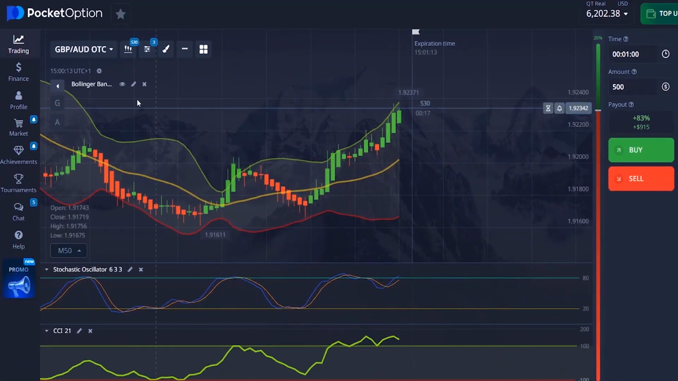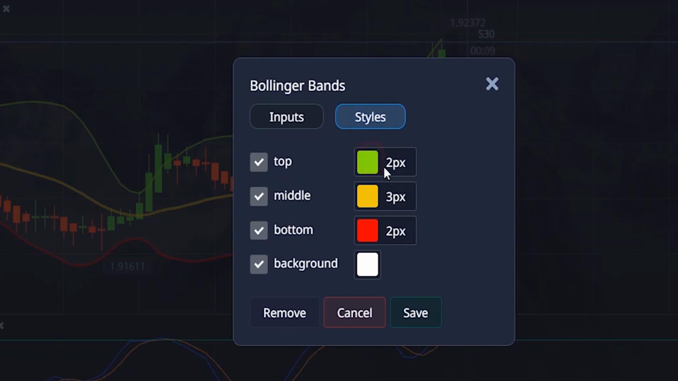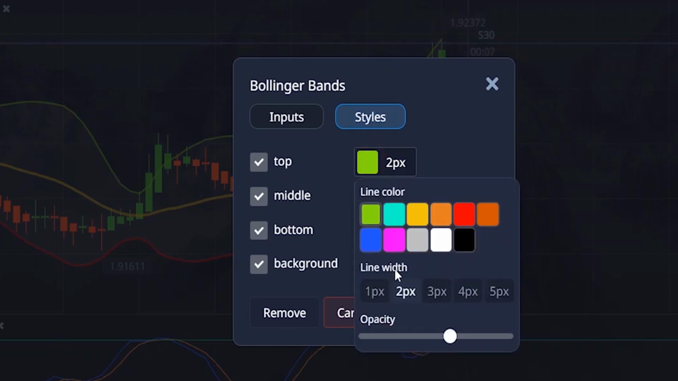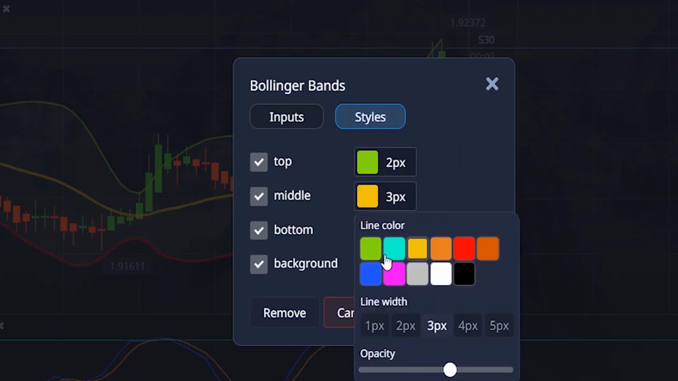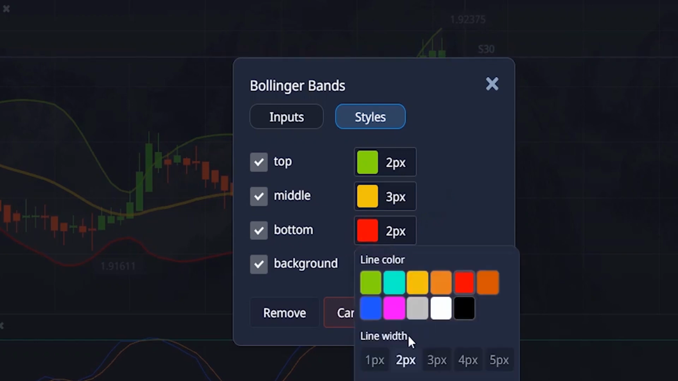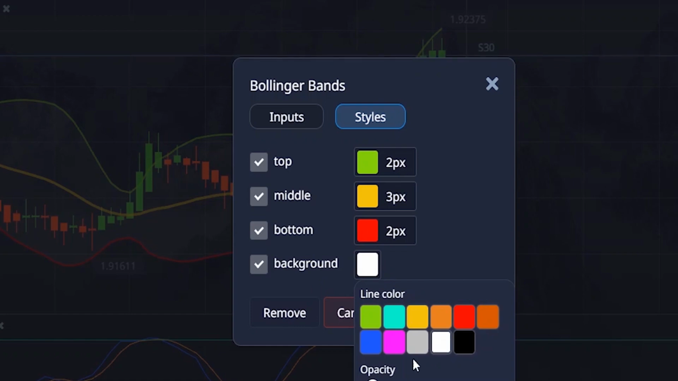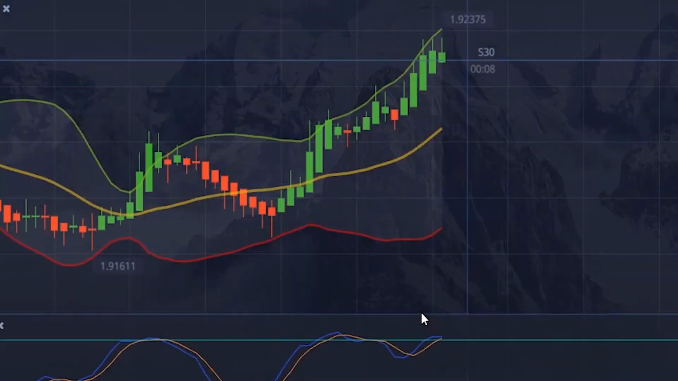So the settings of my Bollinger Band indicator comes with the period of 20, deviation I'll set it on 2. Right here on the star level at the top section, I'm going to be using a green color and I'll set it on 2 pixels. While the middle color, I'm going to be using a yellow color and I'll set it on 3 pixels. The bottom color, I'm going to be using a red color and I'll set it on 2 pixels. While the background color, I'm going to be using a white color and I'll turn down the opacity a bit. So when I'm done, I'll click on save.